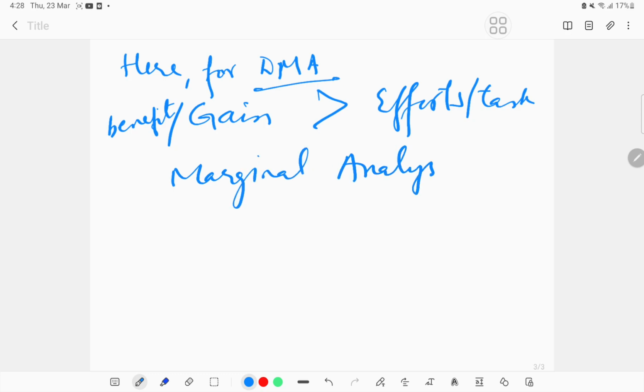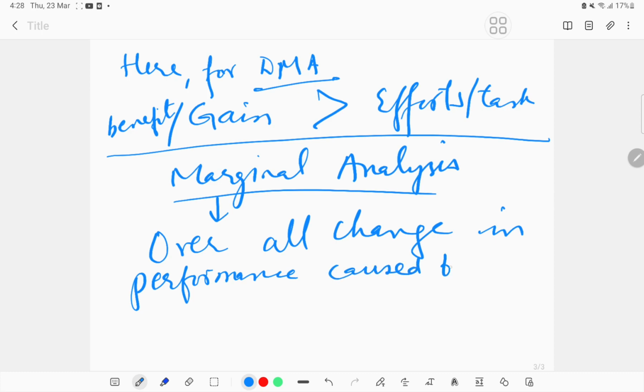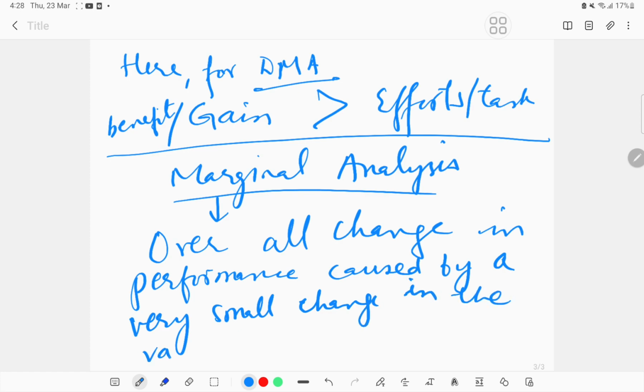इस तरह के एनालिसिस को हम कहते हैं मार्जिनल एनालिसिस, मींस जो एनालाइज करता है कि ओवरऑल चेंज कितना आया है, कितना चेंज आया हमारे एफर्ट में, इन परफॉर्मेंस, ओवरऑल चेंज इन अवर परफॉर्मेंस caused by a very small change in the value of the variable in question.